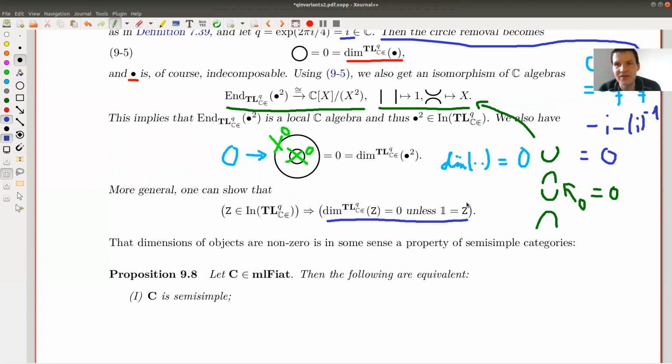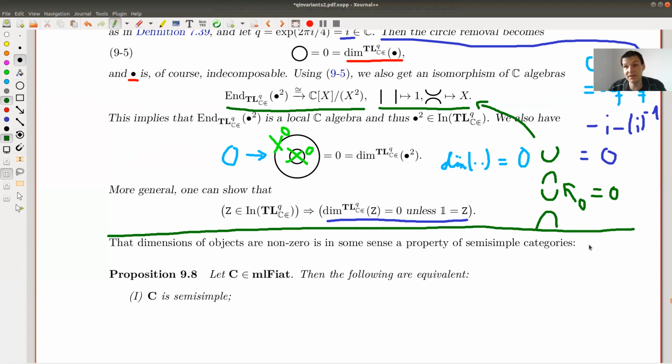So the trivial object never has dimension 0; it's always dimension 1. So this example is then as degenerate as possible, right? Any indecomposable object except the trivial one has dimension 0, which is completely the opposite of the semi-simple case. Okay, so this is a very nice example. So be careful with dimensions in non-semi-simple categories.